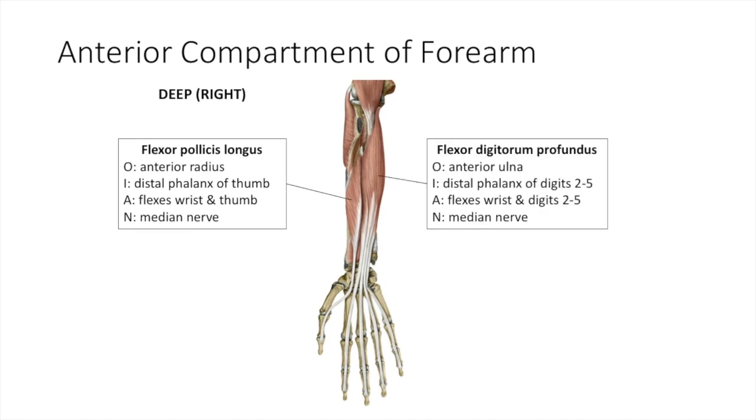And next we have flexor digitorum profundus, which originates on the anterior ulna and inserts on the distal phalanx of digits 2 through 5. And this muscle flexes the wrist and digits 2 through 5. And both of these muscles are innervated by the median nerve.